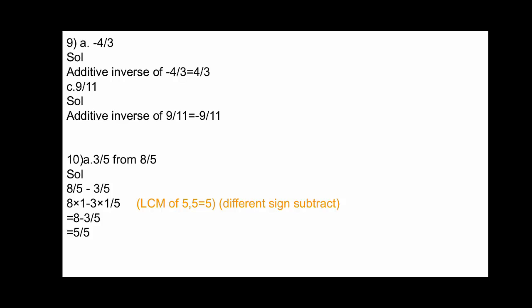Number 10a, you have to subtract 3 by 5 from 8 by 5. First you have to write 8 by 5, because you have to subtract 3 by 5. So 8 by 5 minus 3 by 5, the LCM of the denominator is 5. So 8 minus 3 will give you 5 divided by 5, which will be 1. So the answer will be 1.